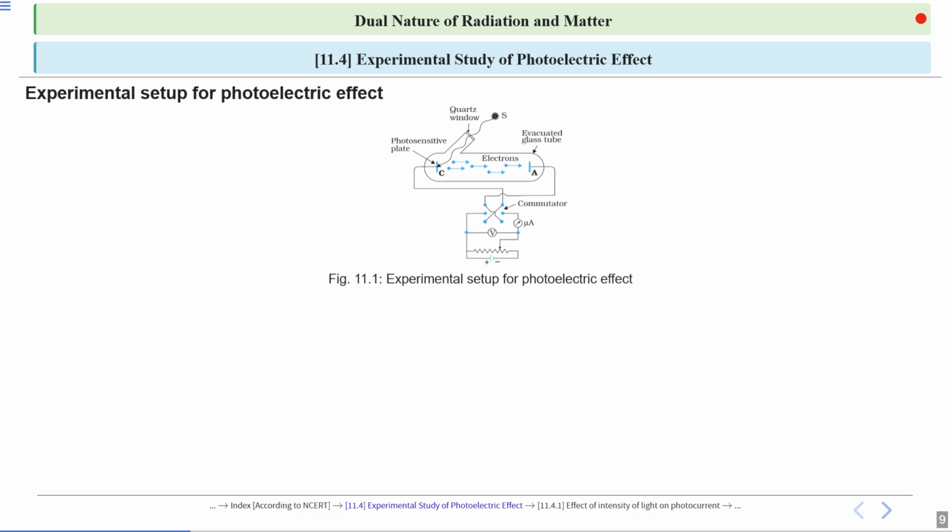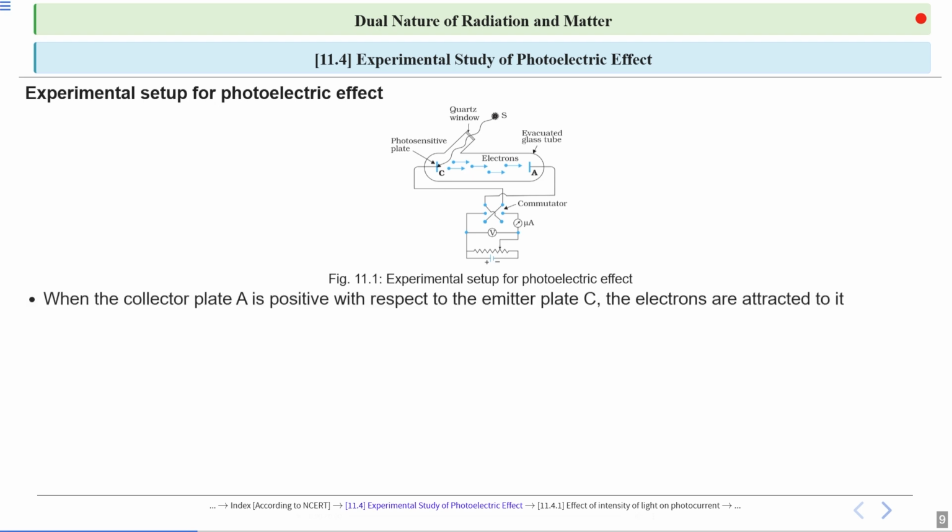Now, when the collector plate A is made positive compared to the emitter plate C, it attracts the electrons that are released from the emitter. This means the electrons, which are negatively charged, are pulled towards the positive plate. This attraction is essential for detecting the electrons and measuring the current in the circuit. Look at the figure. The voltage between the plates affects the movement of the electron.